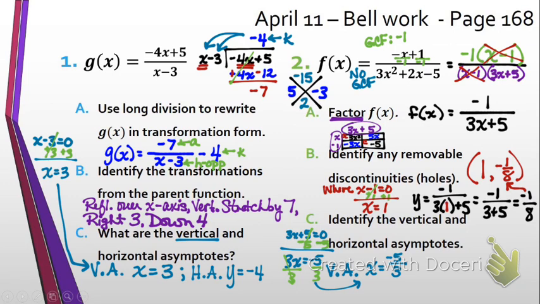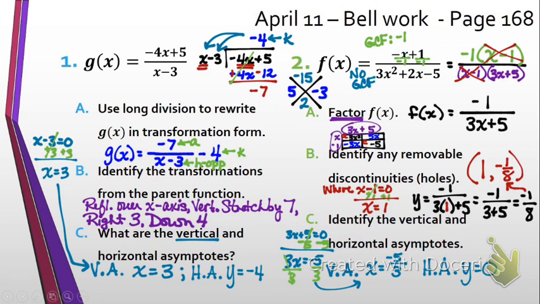For the horizontal, we look at which piece, a, h, or k? k. What's my k value here? 0. So what's my horizontal asymptote? y equals 0. Very nice work, especially for a Monday morning.